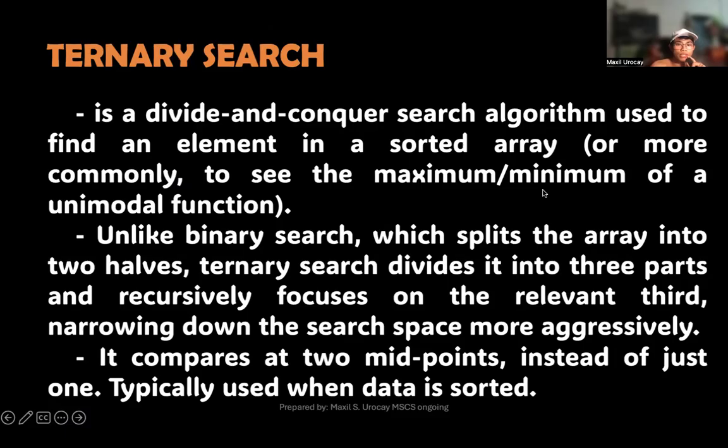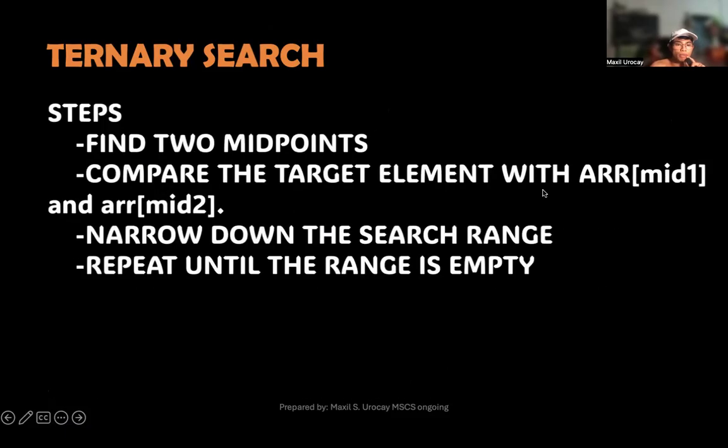So for ternary search, these are the steps that we will consider: finding the two midpoints, comparing the target element, and narrowing down the search range, repeating until the range is empty. Finding the two midpoints means dividing the array into three equal parts by calculating the two midpoints.